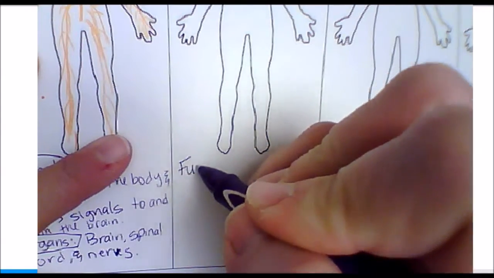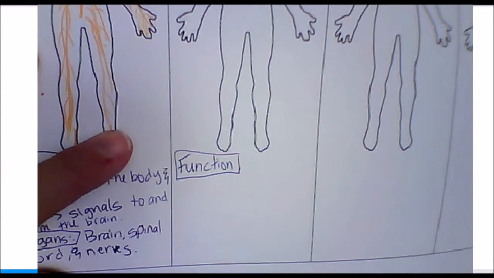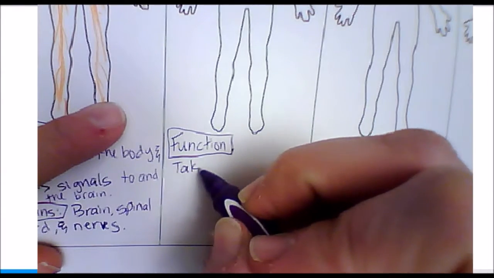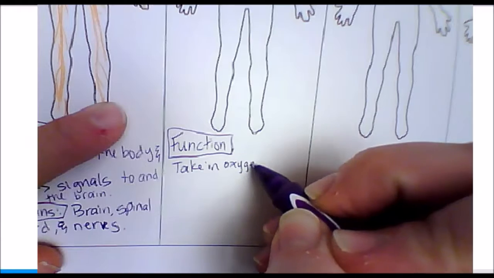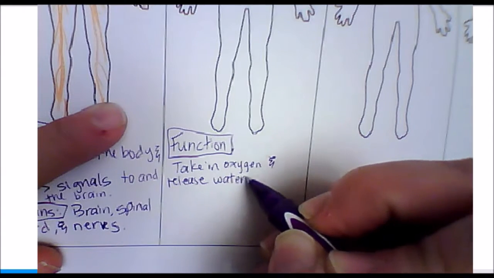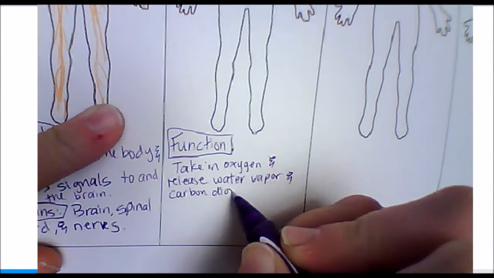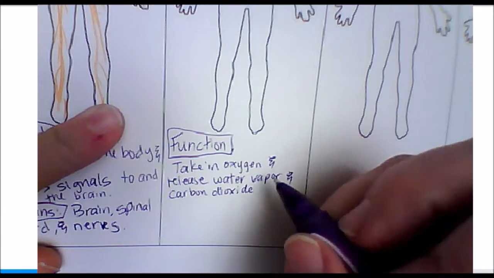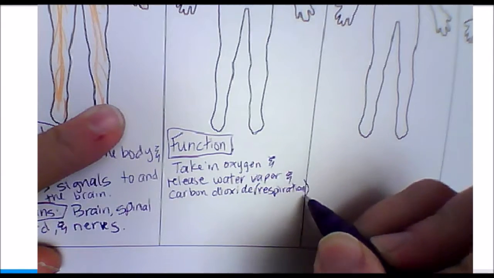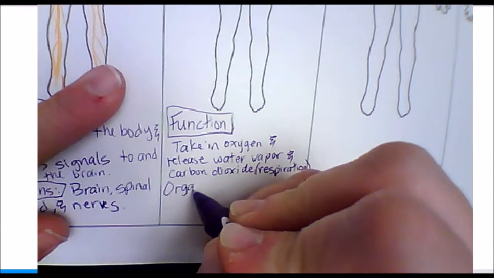And now let's go ahead and write down our function. Our function for the respiratory system. The function for our respiratory system is to take in oxygen, O-X-Y-G-E-N, and then it's going to release water vapor and carbon dioxide, our two waste products from respiration. So we're going to take in oxygen, and then when we exhale, we're going to release water vapor and carbon dioxide. Now, this process is called respiration.